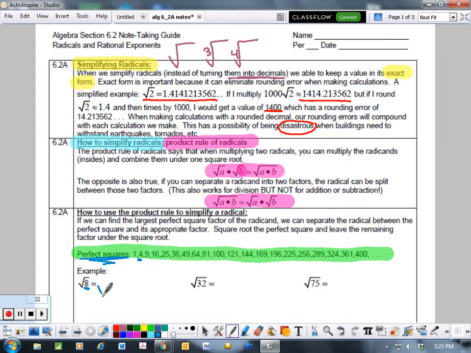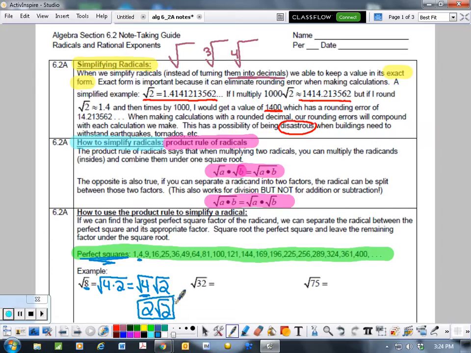So 8 is really the same thing as 4 times 2. Now I can use that product rule and break up that square root: square root of 4 times the square root of 2. Now keep in mind, this only works for multiplication. It does not work for addition. Only multiplication, not addition. And then I could go ahead and simplify. Well, what is the square root of 4? What number times itself gives me 4? Well, that's 2. So this is really 2 square root of 2.